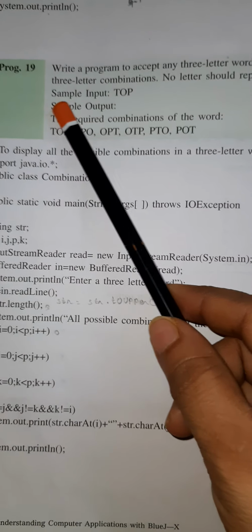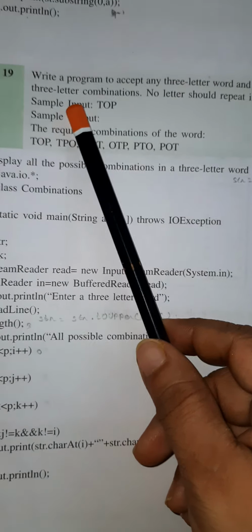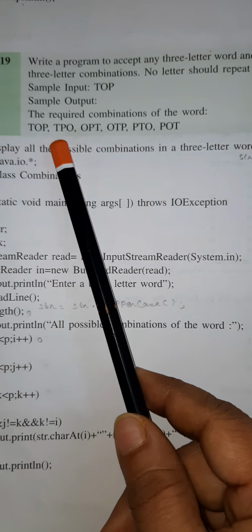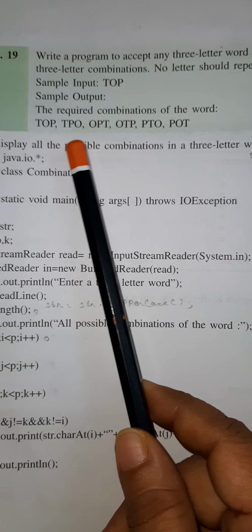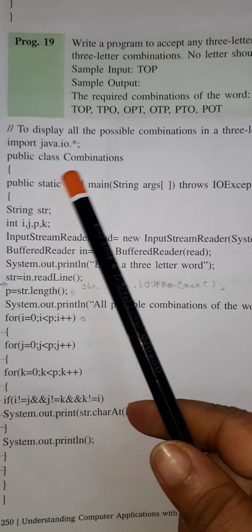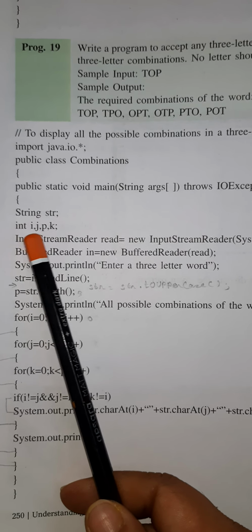So program number 19. You have to enter a 3-letter word and we'll find out the combinations of the word. Like here we have taken TOP, and we exchange the letters and make different combinations of words. So here we are taking the class and the main method, and here string and integer type variables.